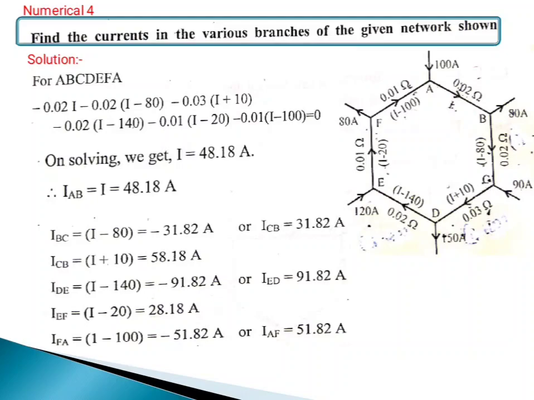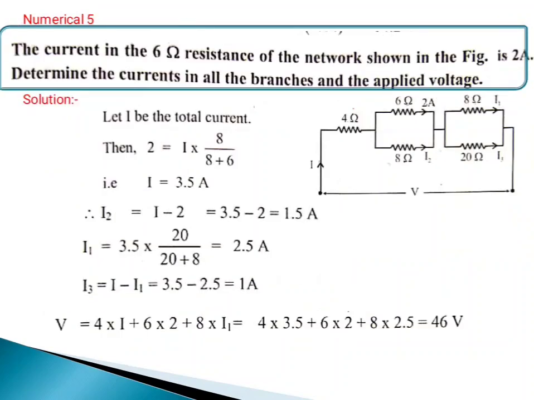Now you can see the current flowing through each branch, because all the currents are already represented in terms of I. You can substitute: the current flowing through BC is I minus 80, so this is 48.18 minus 80, which is minus 31.82. You can calculate the other branch currents as shown in the figure. It looks very difficult, but it is a very easy problem. You can solve it using the simplest method.